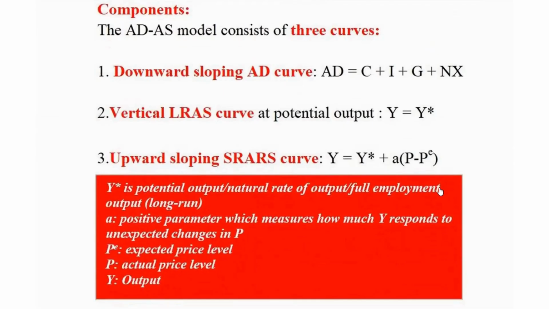We will have a vertical long-run aggregate supply curve at the potential output given to us as Y is equal to Y star. We will have our upward sloping short-run aggregate supply curve whose equation is given to us as output is equal to potential output plus A times the actual price level minus the expected price level.